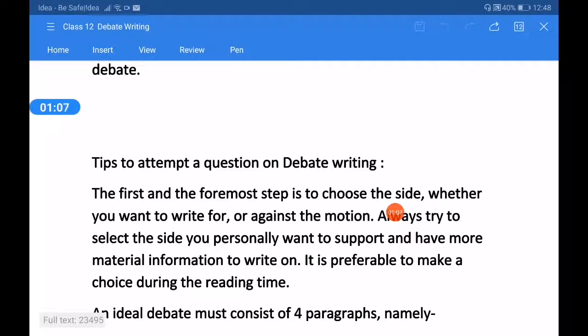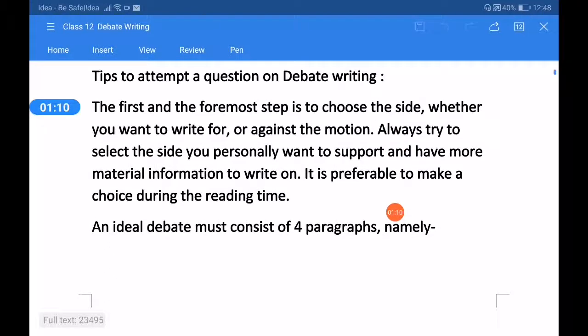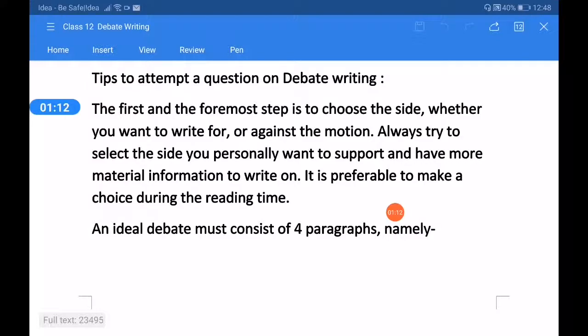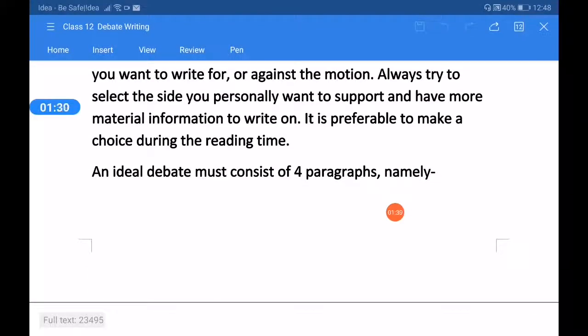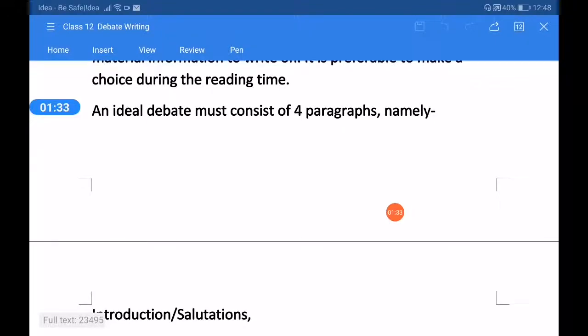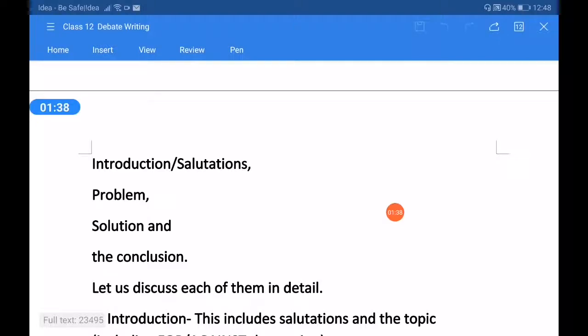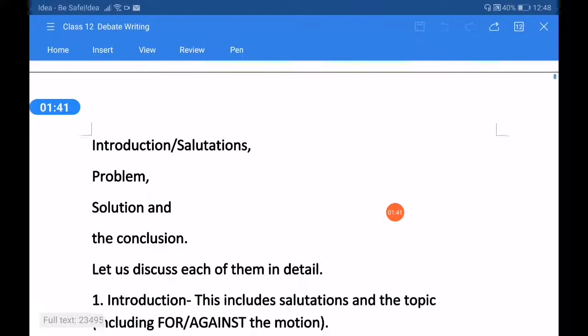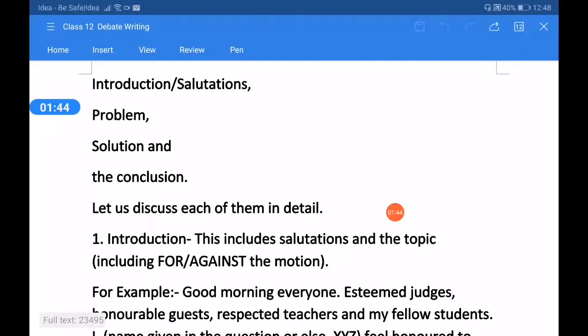Now, tips to attempt a question on debate writing. The first and foremost step is to choose the side, whether you want to write for or against the motion. Always try to select the side you personally want to support and have more material information to write on. It is preferable to make a choice during the reading time. An ideal debate must consist of four paragraphs, namely introduction, meaning salutations, next problem, next solution, and the conclusion. Let us discuss each of them in detail.